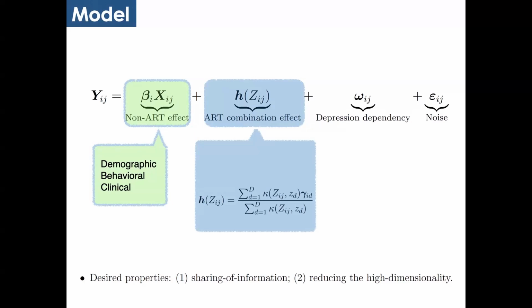Okay, so we adopted this kind of kernel type approach. The key idea is we introduce a bunch of Z_D. Here are the representative regimens, so we call them representative ART regimens. And then we introduce this similarity function. So it's kind of like the kernel or the spline, like the knots, right?